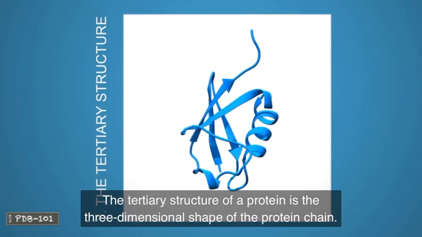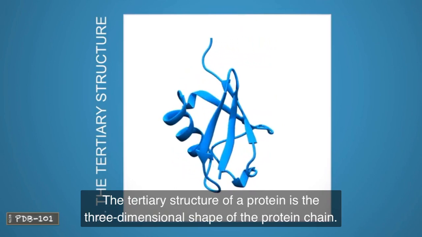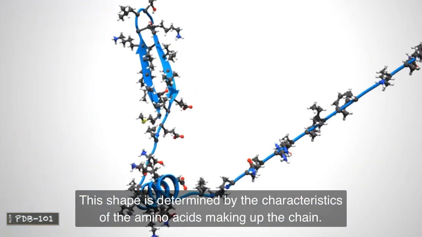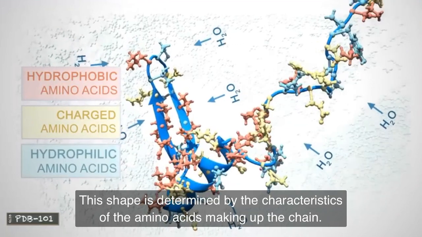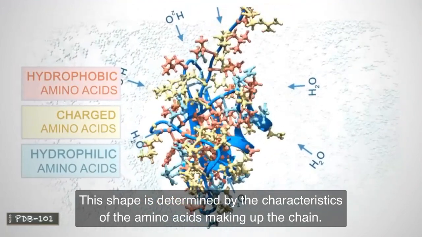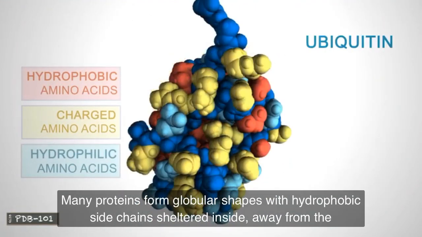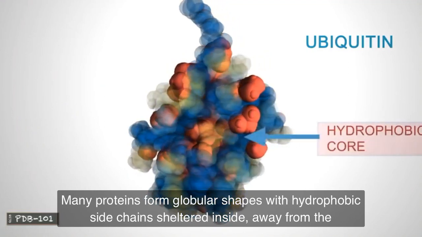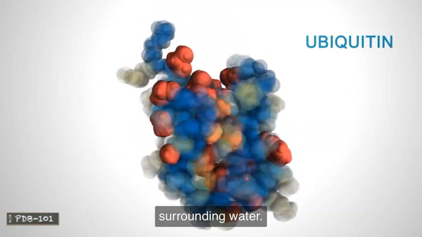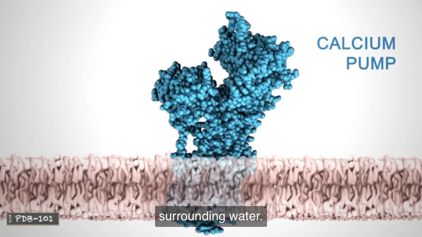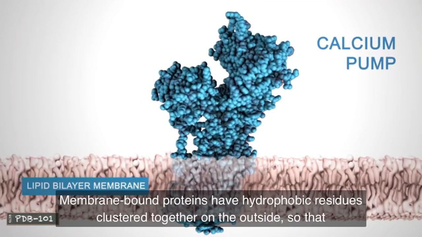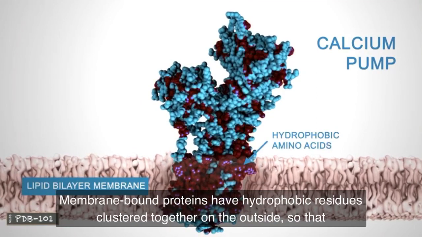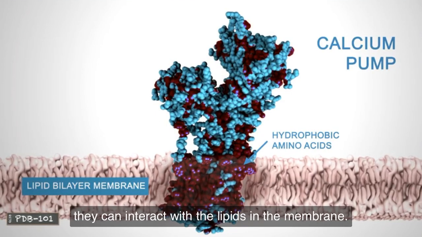The tertiary structure of a protein is the three-dimensional shape of the protein chain. This shape is determined by the characteristics of the amino acids making up the chain. Many proteins form globular shapes with hydrophobic side chains sheltered on the inside, away from surrounding water molecules. Membrane-bound proteins have hydrophobic amino acids clustered together on their exteriors, so that hydrophobic side chains can interact with the lipids in the membrane.